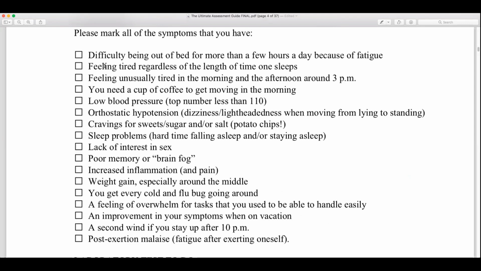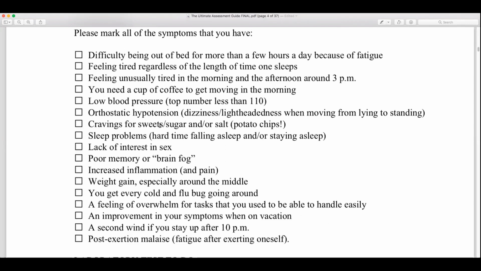That's usually when people have crashes. You need a cup of coffee to get moving in the morning. If your blood pressure is low, so basically your top number, your systolic number, is less than 110. If you have symptoms of orthostatic hypotension, which is basically dizziness or lightheadedness when you go from lying down or sitting to a standing position rather quickly, and that's because the blood pressure is too low.